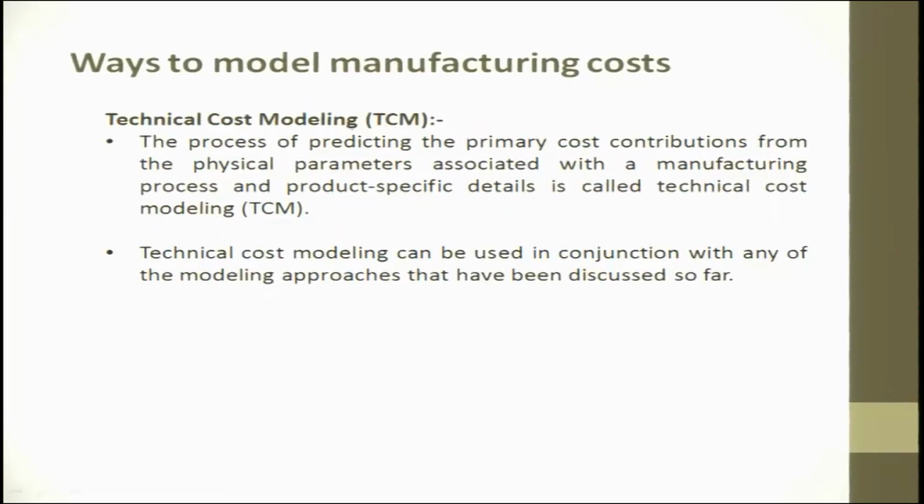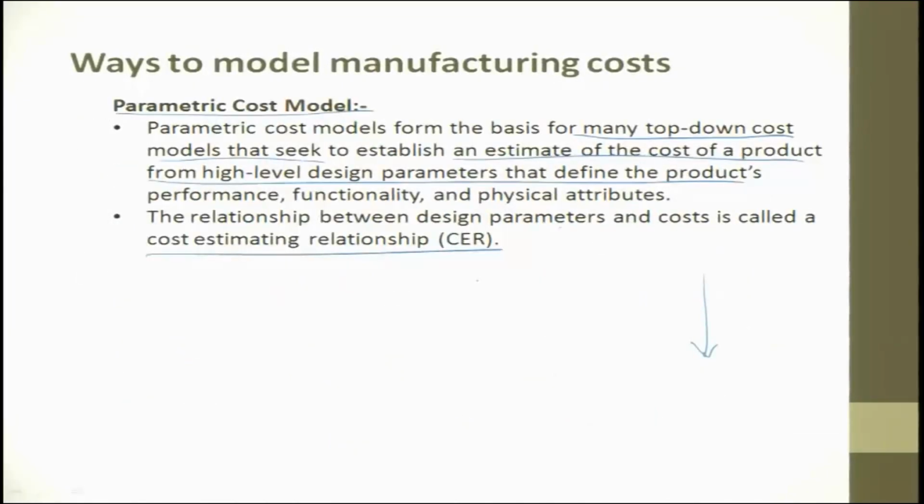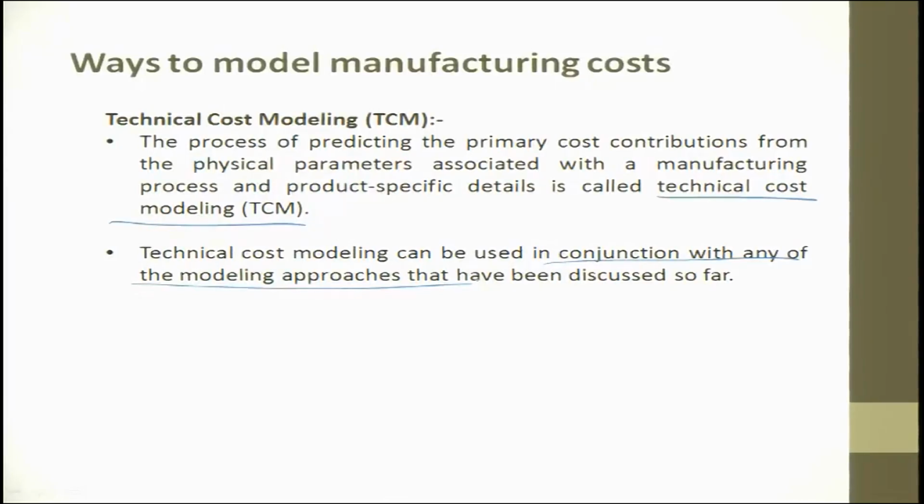Technical cost modeling is the process of determining the primary cost contribution from the physical parameters associated with the manufacturing process and the product specification, specifying details. This is called the technical cost model. It can be used in conjunction with any of the model approaches discussed so far. So what all did we see? We saw cost of ownership, activity based cost, then parametric cost model, and then finally technical costing model.